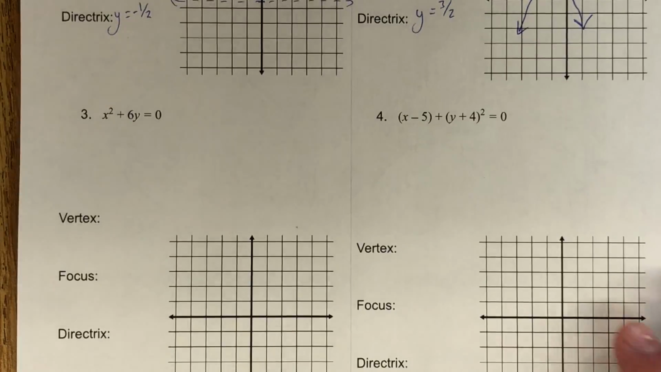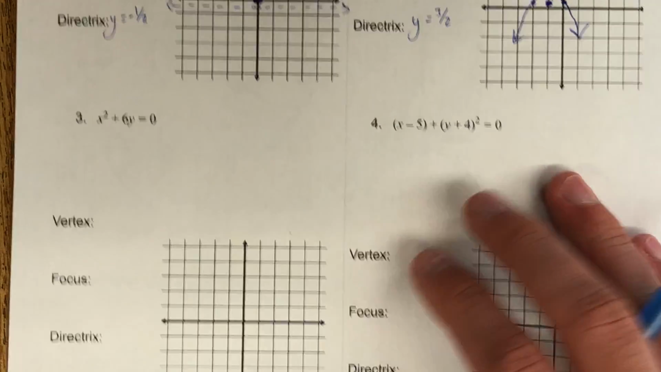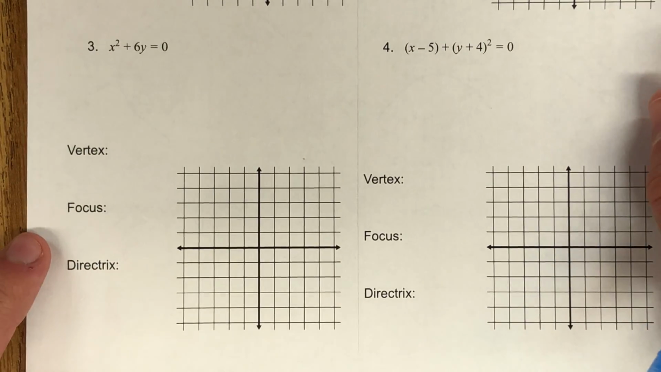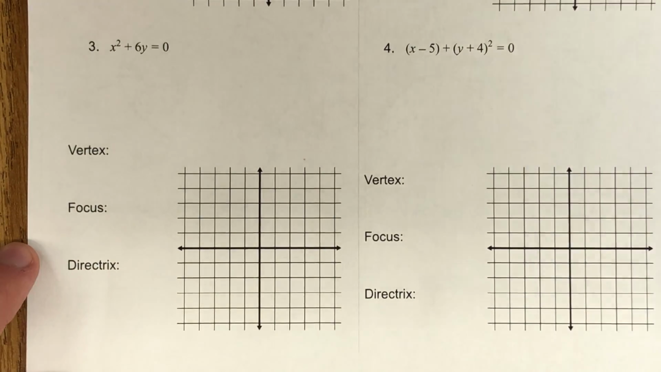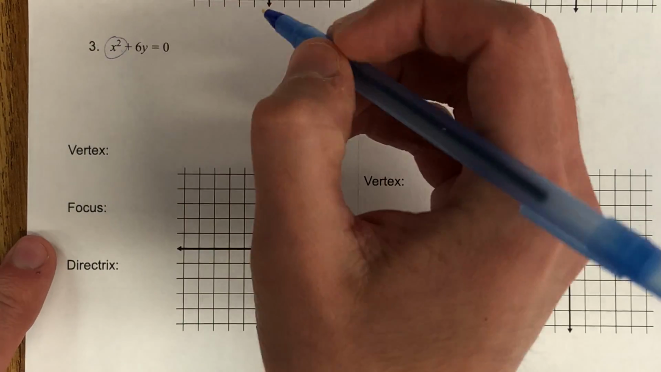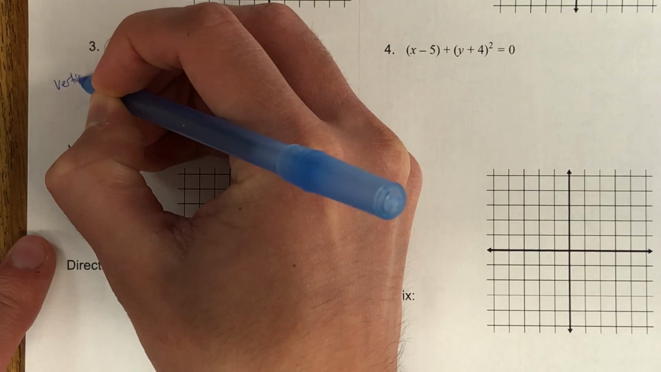All right, we've got a couple more here. Why don't you try number 3 on your own, then we'll do number 4 together. So pause the video, give it a try. Okay, we're back. So this time our x is squared, so we should have a vertical parabola again.